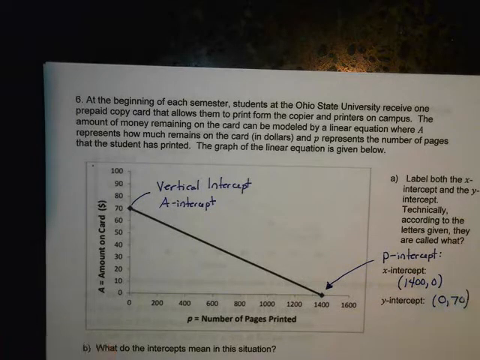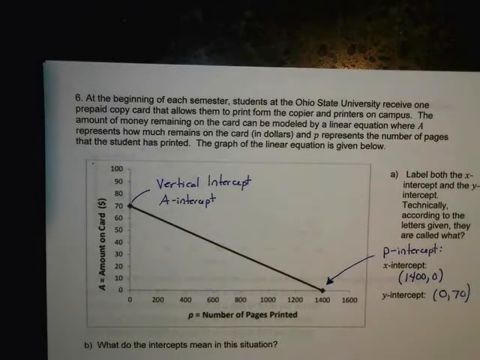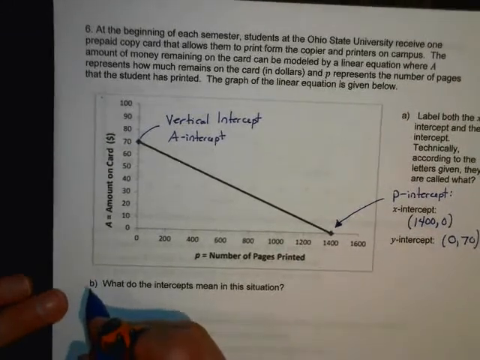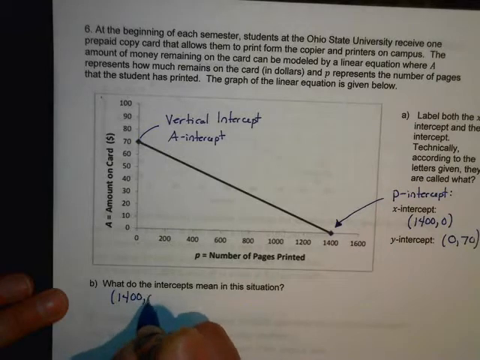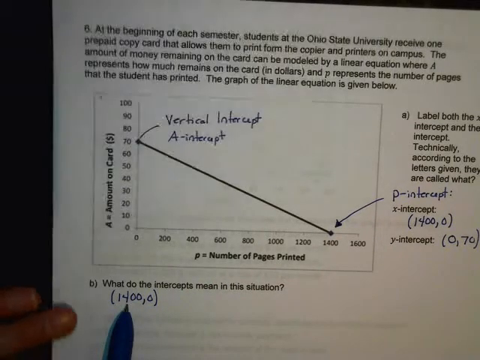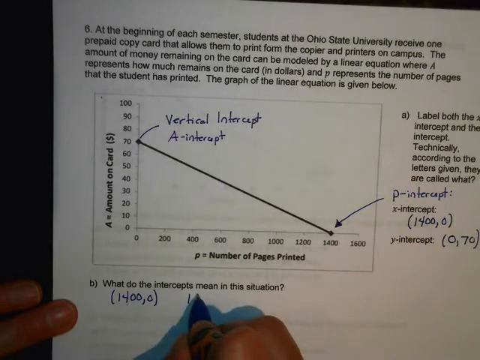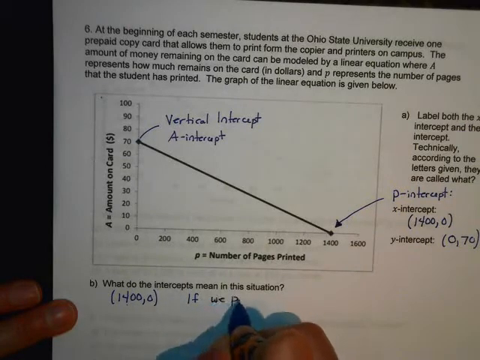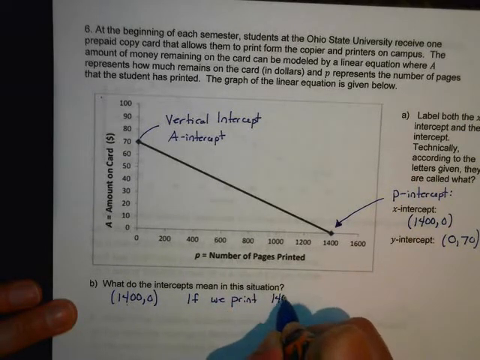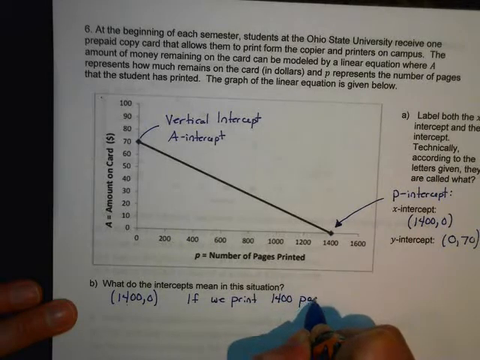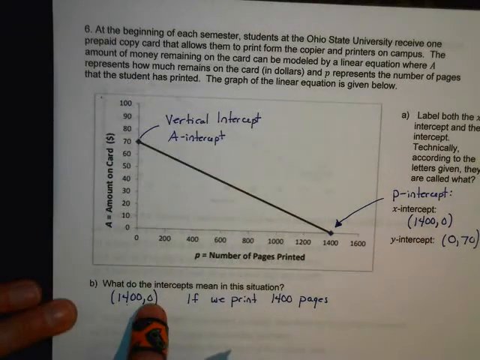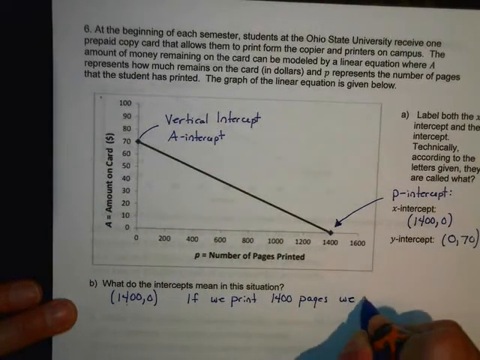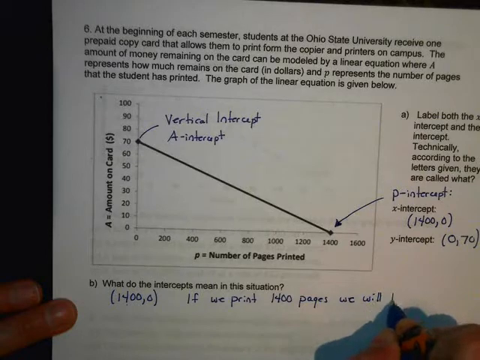Okay, so what do they mean? All right, so the p-intercept, this guy, the 1400, 0 means, now the input's the number of pages, so if we print 1400 pages, so the input is the number of pages, the output is the amount on the card, we will have no money left. We'll have $0 on the card.